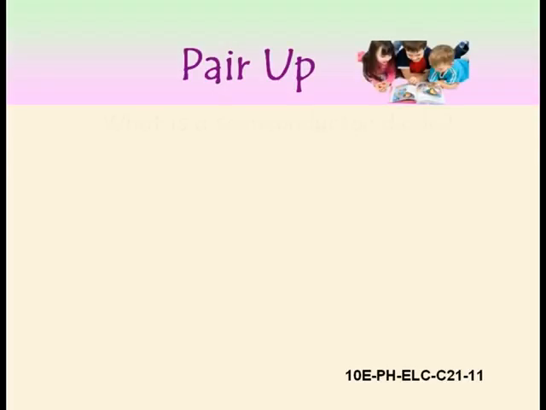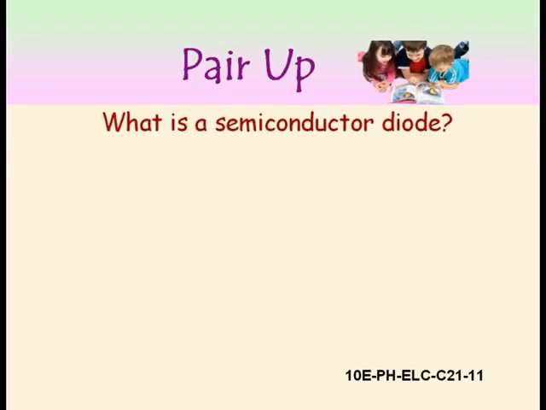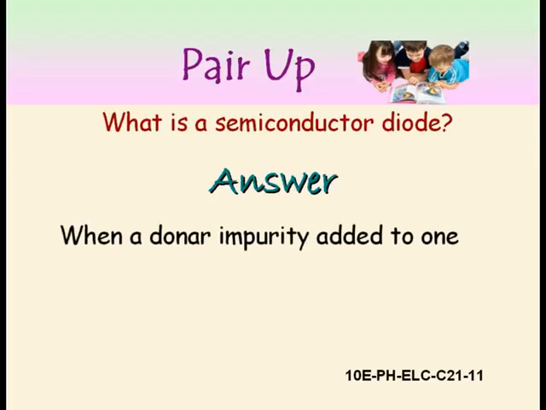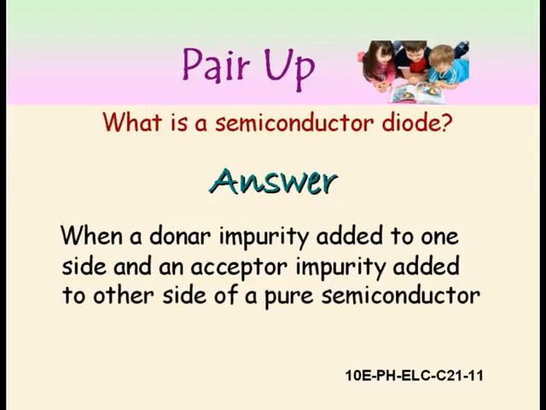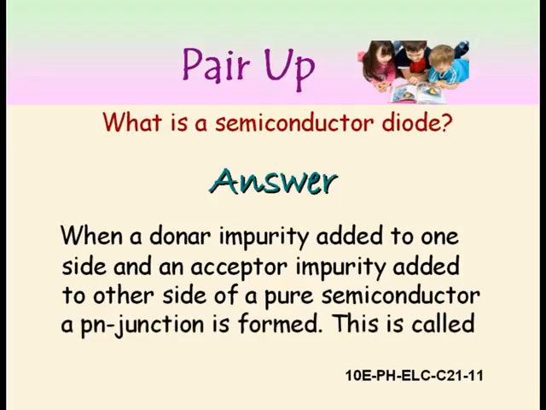Now it is time to pair up and answer. What is a semiconductor diode? Answer. When a donor impurity is added to one side and an acceptor impurity is added to the other side of a pure semiconductor, a PN junction is formed. This is called a junction diode.